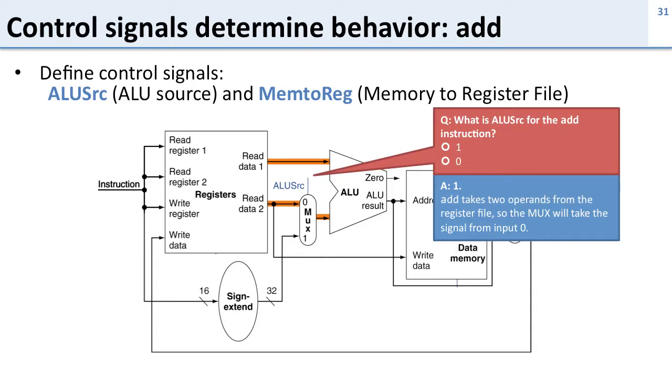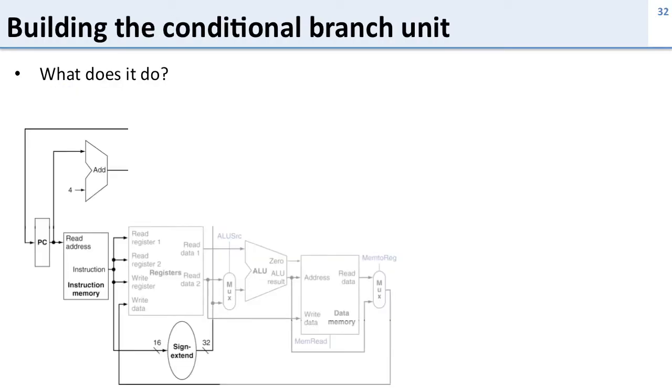So this should give you a feeling for how we're going to get these control signals, and you can look at the instruction type and figure out which control signals to use. So now let's talk about building the branch unit. We talked about how we hook up the register file, the ALU, and the memory. Let's talk about how we handle branches.